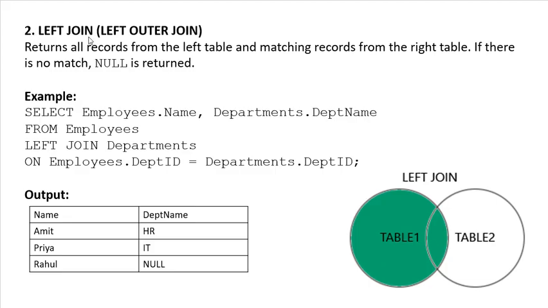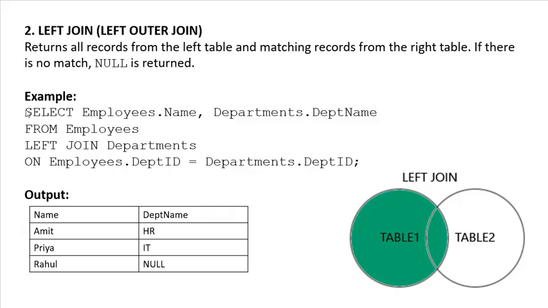Second is the left join, also called left outer join. It returns all the records from the left table and the matching records from the right table, and if there is no match, NULL is returned. In the image, a left join means all the data from table 1 is printed, and the matching data from table 2 is printed, but data in table 2 that does not match is not printed.